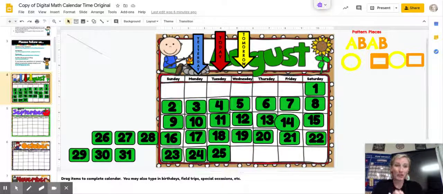Okay, so now that we've talked about the days of the week, there's 7 days: Sunday, Monday, Tuesday, Wednesday, Thursday, Friday, Saturday. There we go. I did it wrong again, but there's 7 days in the week.